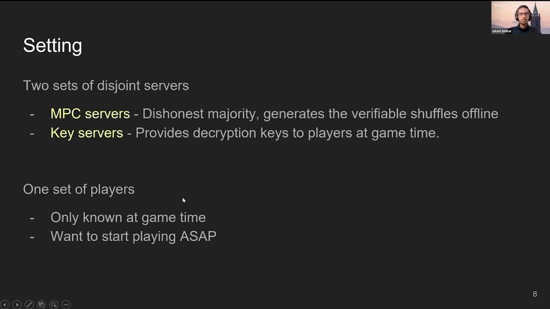And these servers are the servers that generate the verifiable shuffle, and they can be running in the background most of the time. They don't need to care about when the game starts. They can just run in the background, generate shuffles, and eventually when the players come, they can use the shuffles. And we need another set of servers called key servers, which actually interact with the parties, with the players, and provide decryption keys when they need it at game time, so they can actually get their cards. And we have one set of players, of course. The players only are known at game time because they join when they want to play, and they want to start playing as soon as possible. So this is the basic setting of what our protocol is going to be built in.